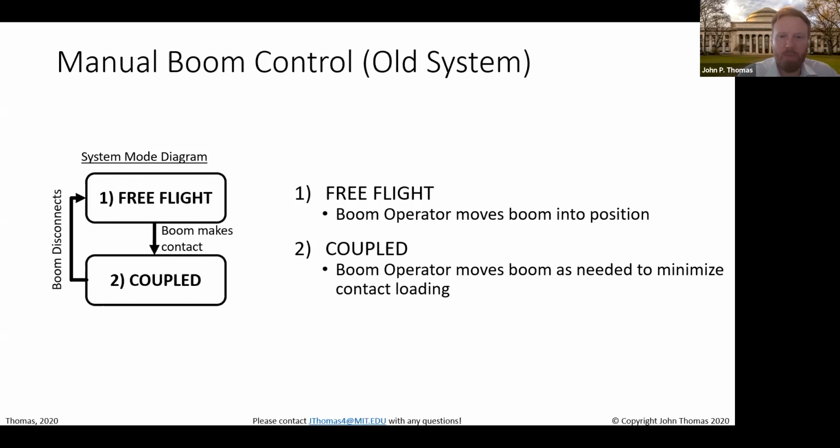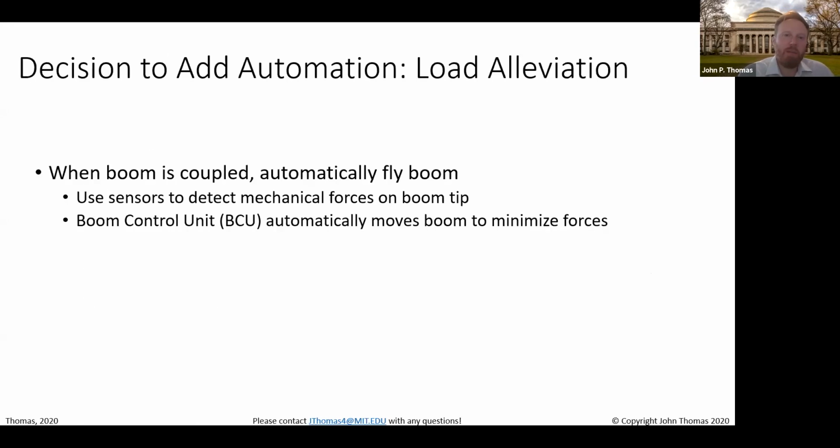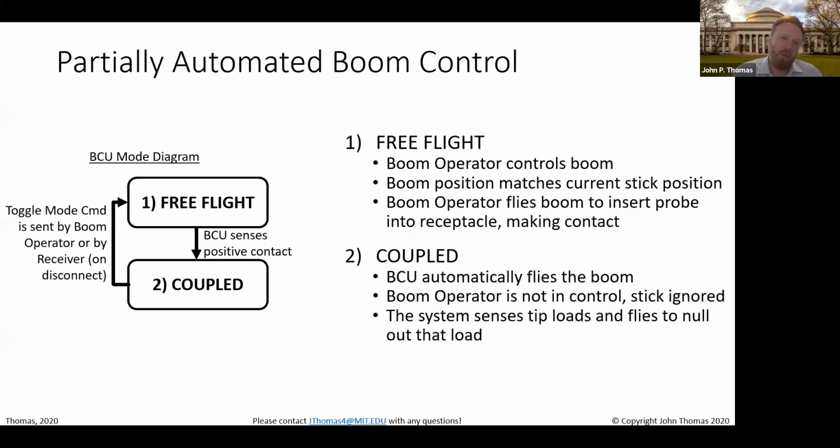Well, one of the hard parts here is when it's coupled, we've got loads that are changing very quickly. So we need to do something called a load alleviation, is the proposal anyway. So when the boom is coupled, they want to automatically fly the boom by computer. The operator does nothing. It's going to use some sensors to detect the mechanical forces on the boom. This is when it's coupled and connected, and it's going to automatically move the boom to always minimize and zero out those forces. So the new partially automated boom control, by the way, these days they have fully automated. Just in the last few months, there was a demonstration, but let's go with partially automated.